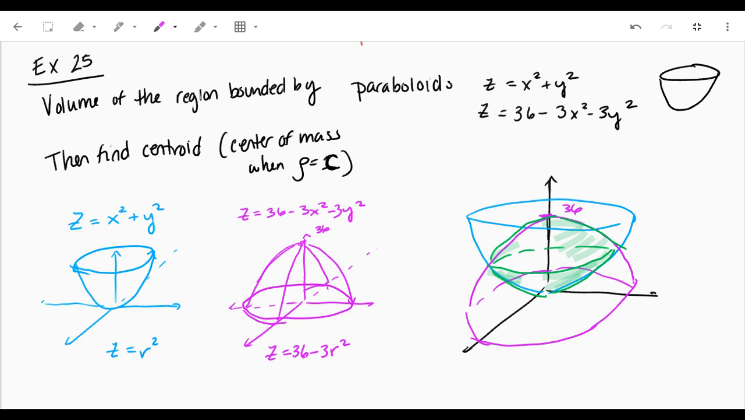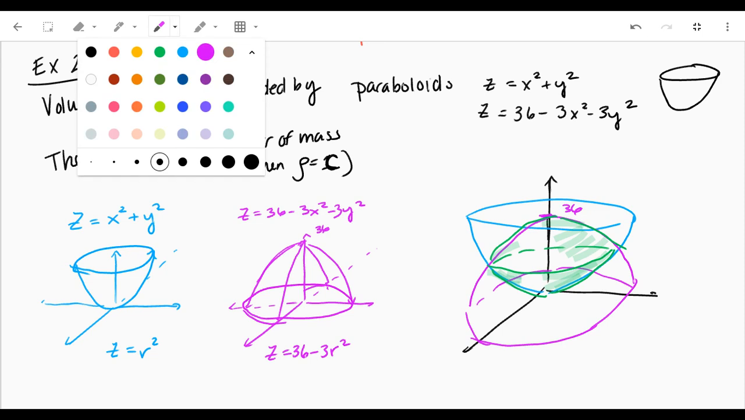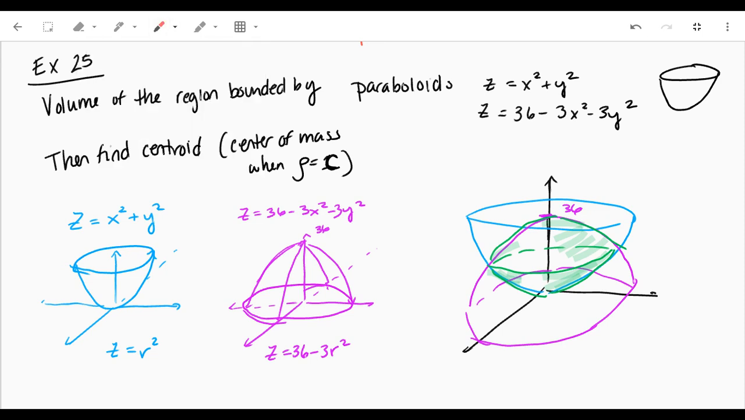I'm just checking my work here. We can tell right away a couple things. First of all, r is between 0 and something, and that something is whatever radius is where they intersect. We have to figure that out. Otherwise, theta goes all the way around, so 0 to 2 pi.